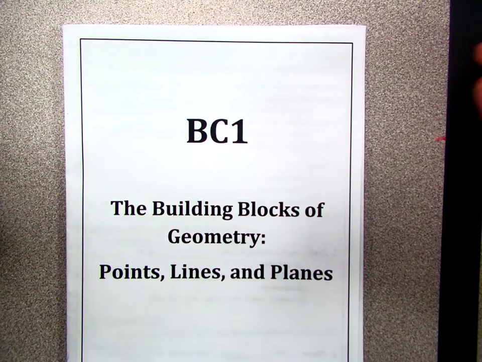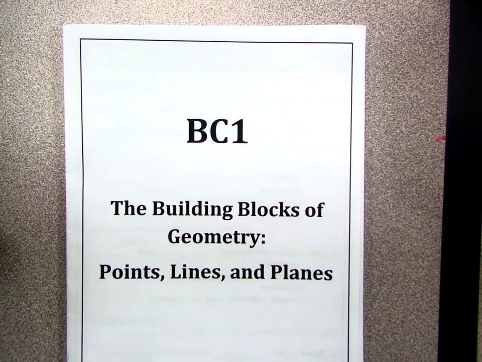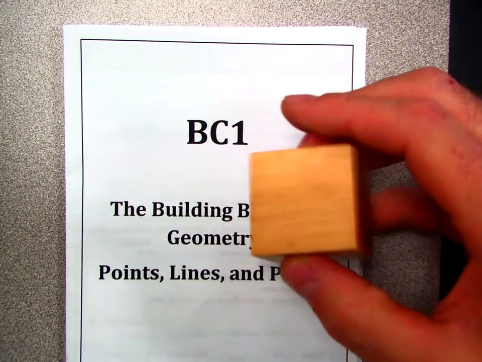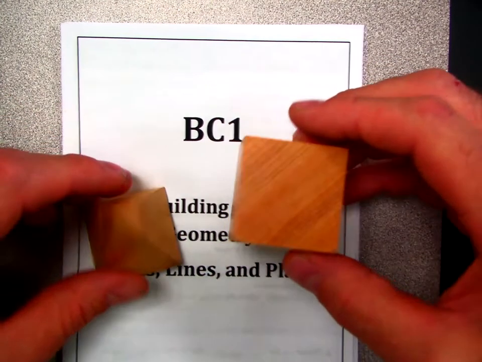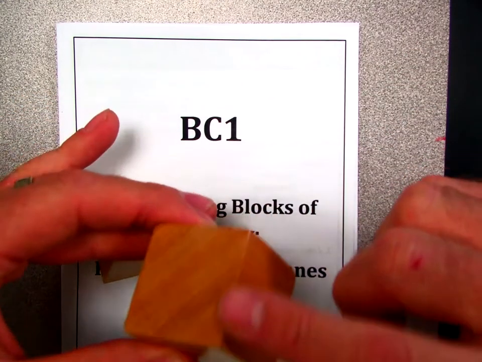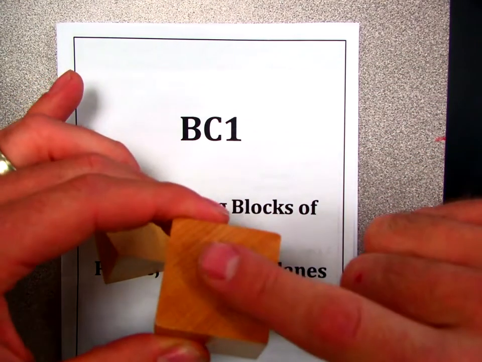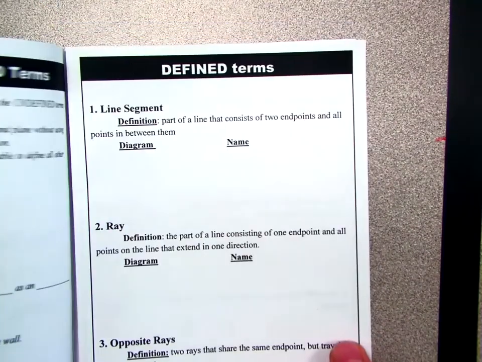Okay, so for this lesson, with BC1, we're just talking about the building blocks of geometry being points, lines, and planes. And I've got some blocks here, so you can literally see, with geometry, when we have shapes like this, all these shapes are made up of a face, an edge, and these points. So we have points, we have lines, and we have planes. That's all this is about, points, lines, and planes, and how to name them.